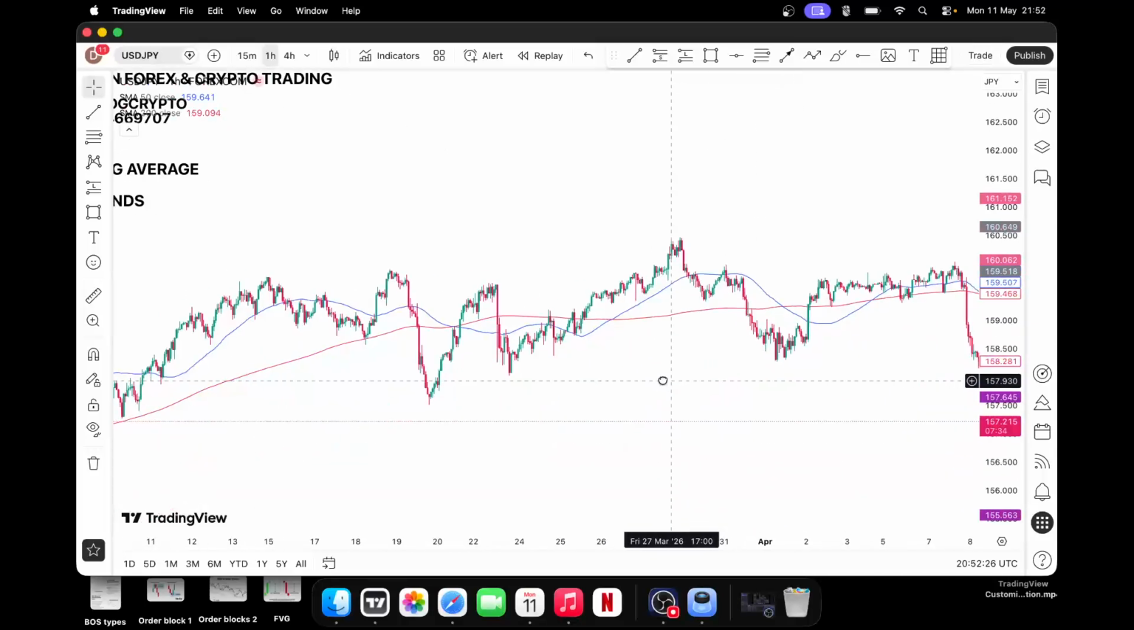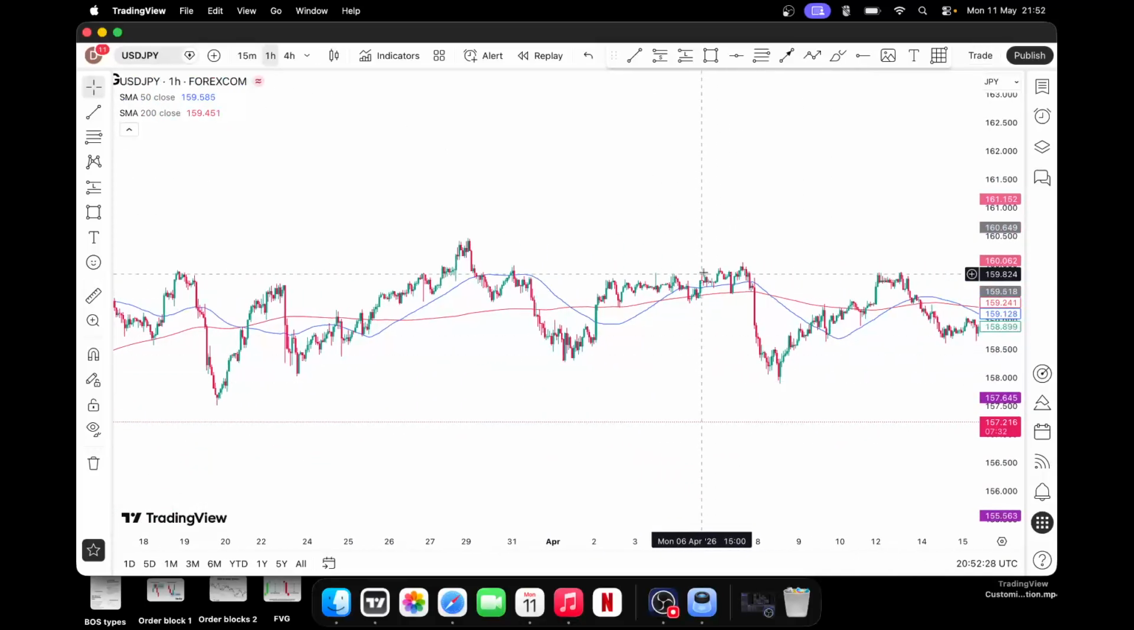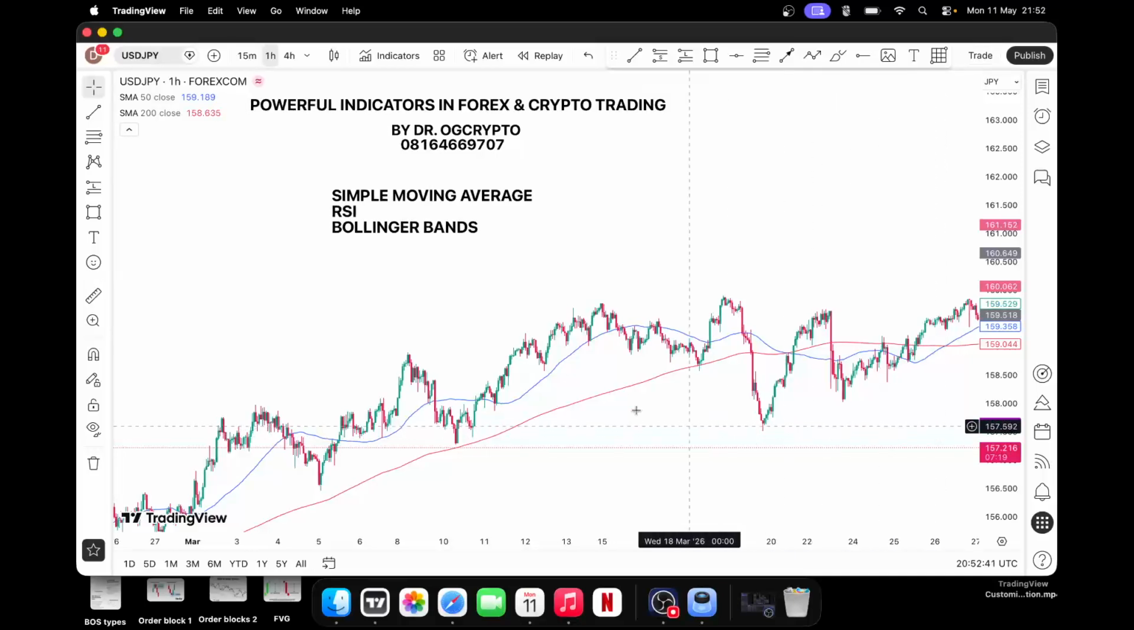You understand? So anytime the SMA 50, which is the red line, crosses the blue line, the red line again, I will be looking to sell the market. So at this point, I'll be looking to sell the market. You understand? So let's look at examples.